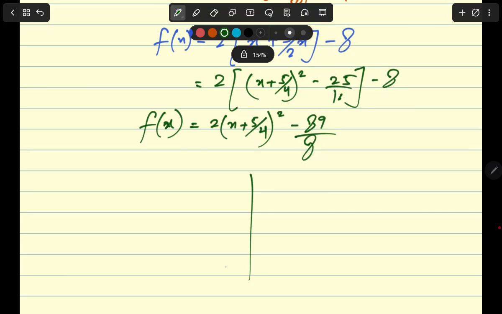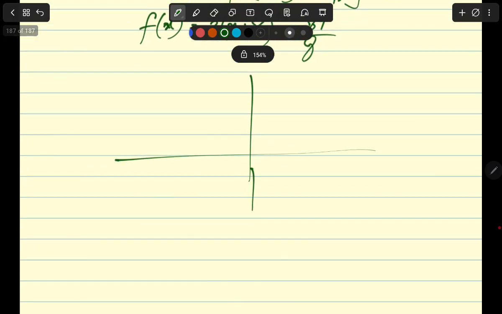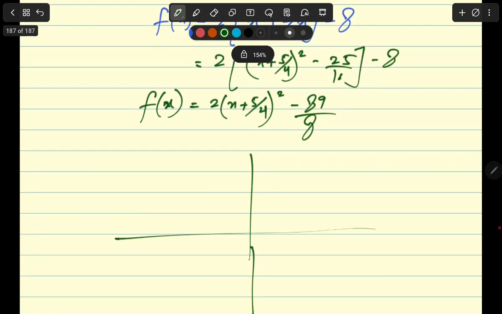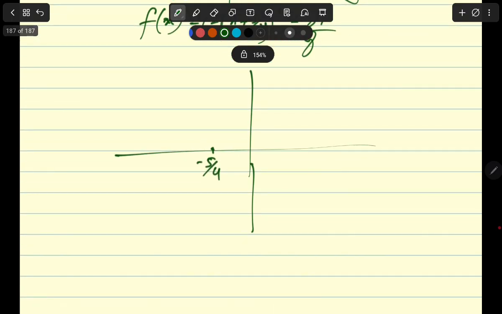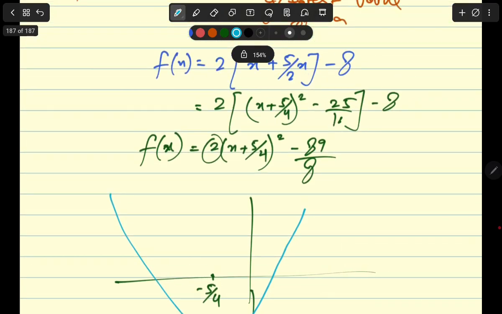So we can see that our function looks something like this. So first of all, this is a minimum type function because our value outside the bracket is positive, and we will discuss in quadratics in the next lesson why is it so. So this is negative 5 upon 4, and this is negative 89 upon 8. So our function goes, we can roughly sketch it like this.